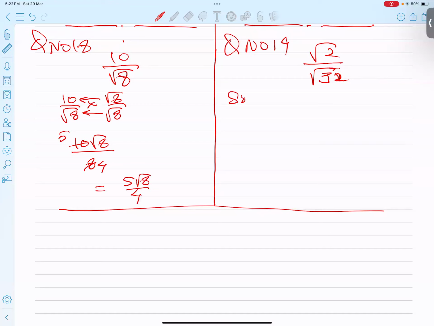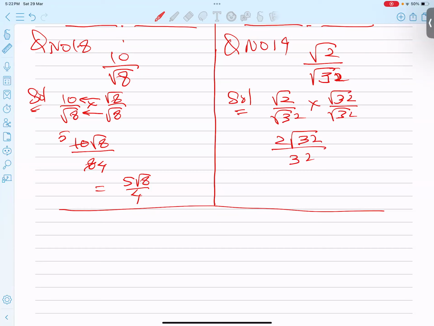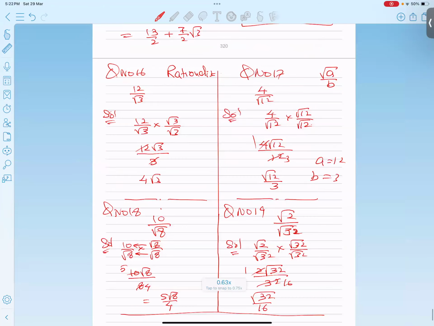Alhamdulillah. So let's start this solution. I think there's nothing hard. Root 2 by root 32. So multiply up and down with root 32. I got 2 root 32 and I got 32 down. This cancels out. 2 1s are 2, 16 times. So root 32 by 16 is my answer. And I believe the point is very clear.